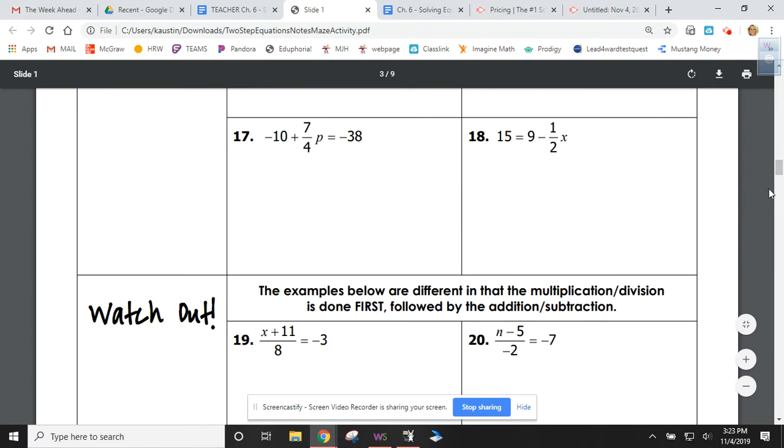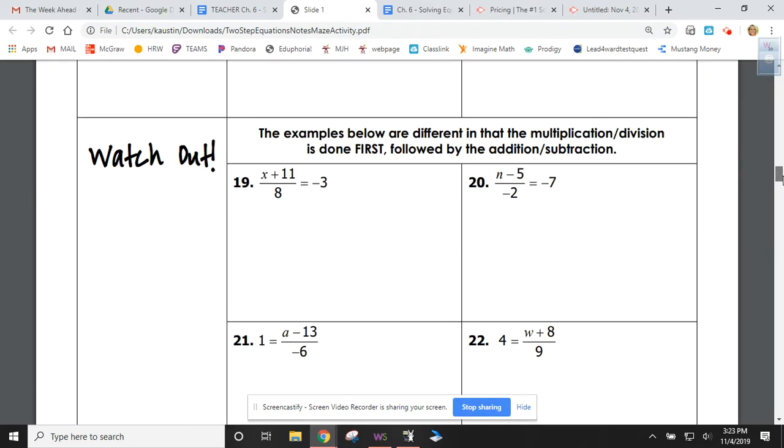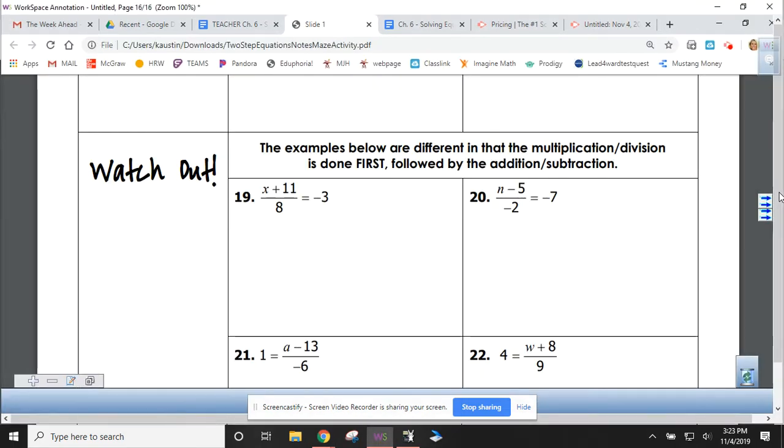Okay, watch out. These are some more advanced ones, but if you break it down into steps, you can do it. Number 19. So I'm going to cover this up because it's going to get in my way in a second. Okay. So for number 19, we're still cutting it in half.